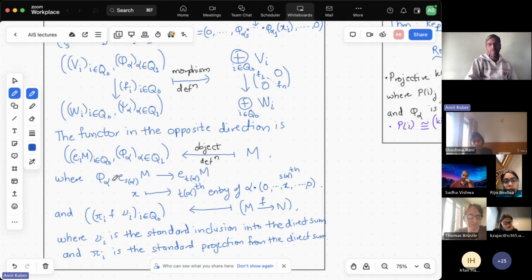You take an element and you apply alpha on this tuple, where there is only one non-zero entry at the S(alpha) place. And then you act by alpha and you take the T(alpha) entry. This is the most natural thing that you can do. I have written it in a perhaps more complicated way. So the morphism, on the other hand, just takes this, where nu_i is the standard inclusion and pi_i is the standard projection.